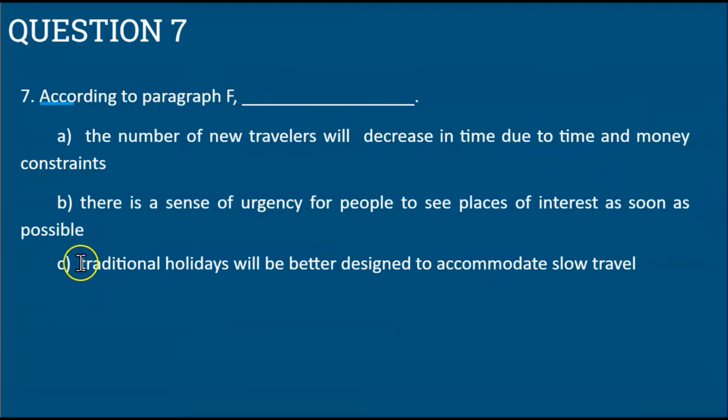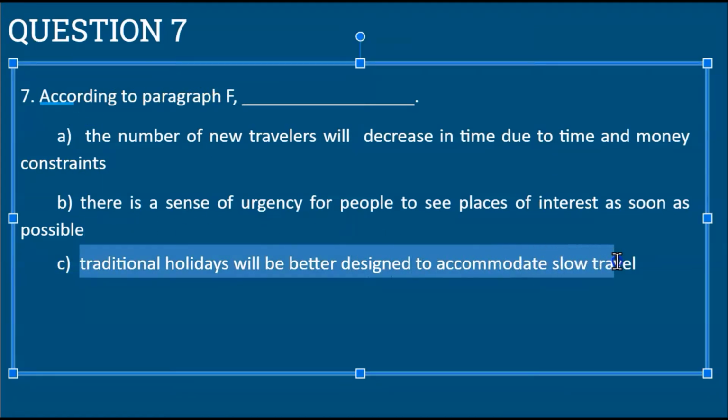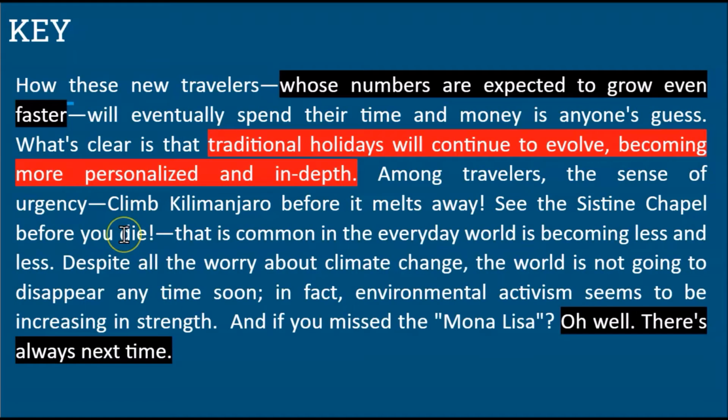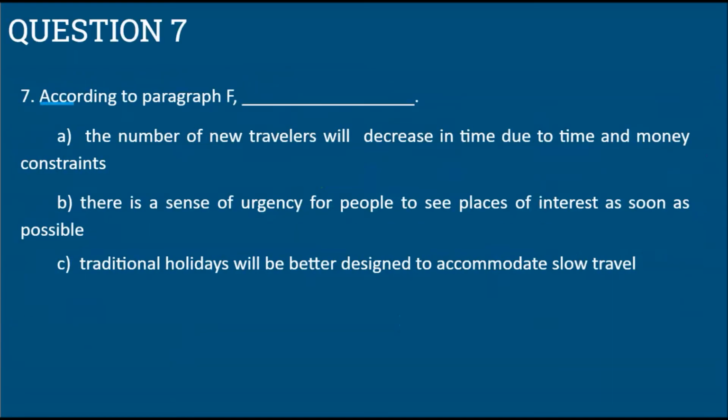According to paragraph F, traditional holidays will be better designed to accommodate slow travel. So they're going to be redesigned to answer the needs of slow travel. If you go to paragraph F, you will see that in the 3rd line it says that traditional holidays will continue to evolve, continue to change, and they will become more personalized and in-depth, right? So in other words, the traditional holidays will be better designed to accommodate slow travel.